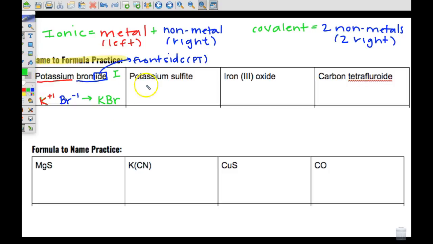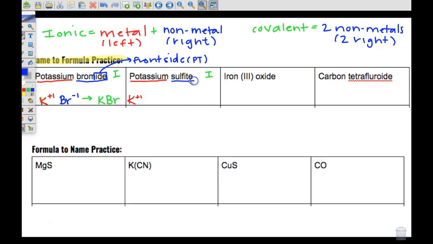My second example, potassium sulfite, I ask myself the same first question. Is potassium a metal or a nonmetal? And after looking at my periodic table, I see that potassium is on the left side, so it's a metal. So because I have a metal as part of my compound, it's ionic. And I follow a similar step as before. I have the symbol with its oxidation number.